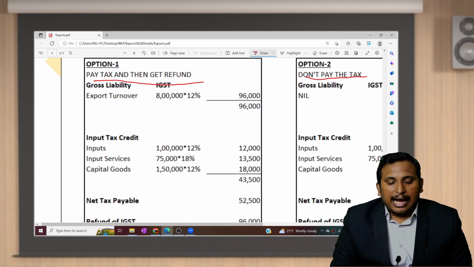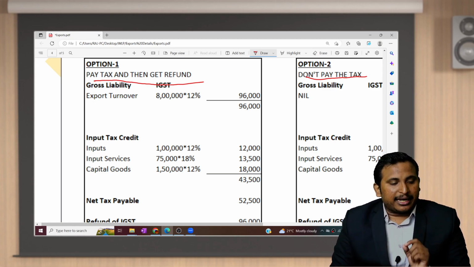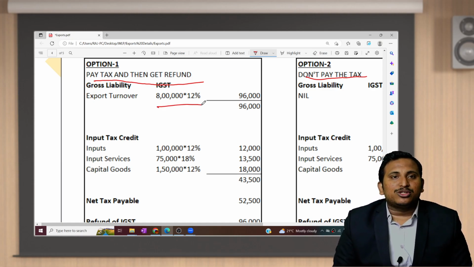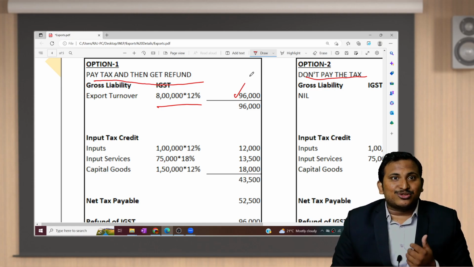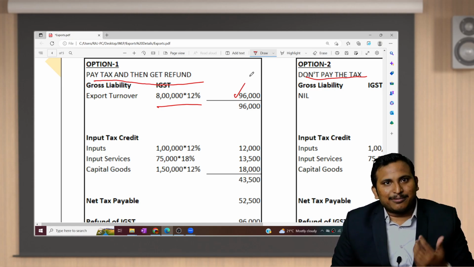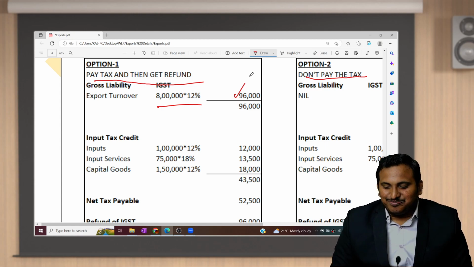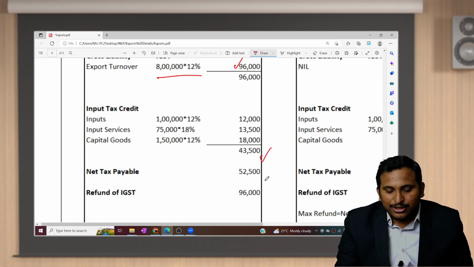Now, please observe, under option number one, we will pay the tax and then we get it as a refund. Let me take some data. Let us say there was an export turnover of 8 lakhs. 8 lakhs into 12%, what is your liability? 96,000, because IGST will be levied at the rate of 12%. Now, definitely some input tax credit might have been there, no? In other words, for making these exports, you might have done some purchases on which you might have paid taxes. Yes or no? Now, understand one thing. You have paid taxes already. Now you can take it as credit. The rest you have to pay to the government.